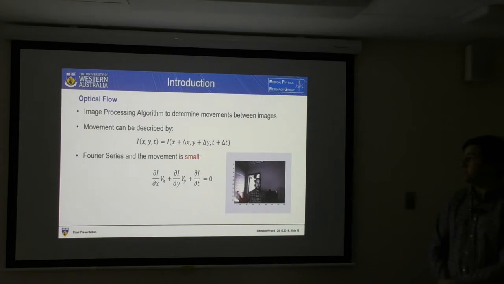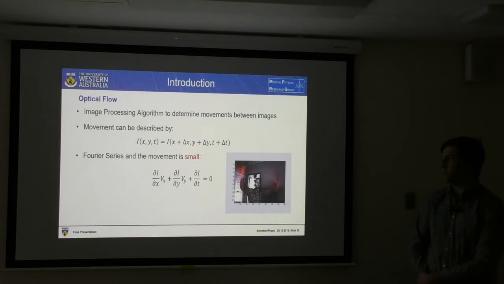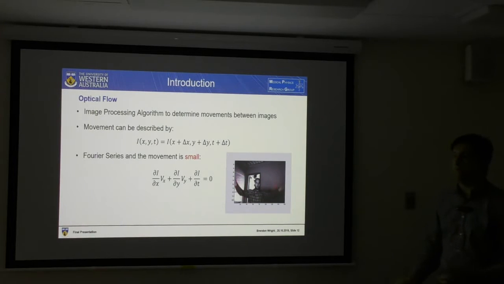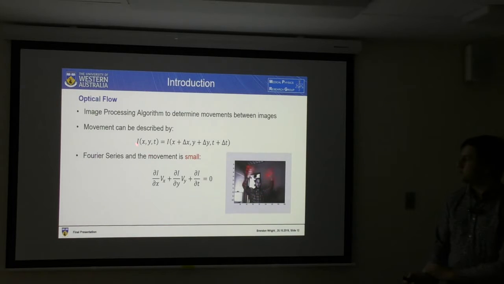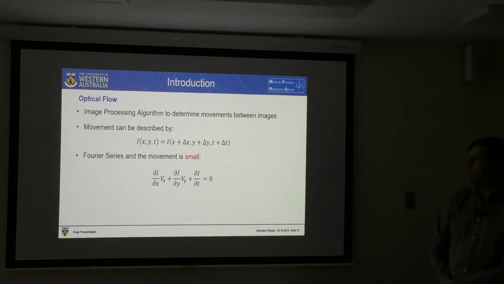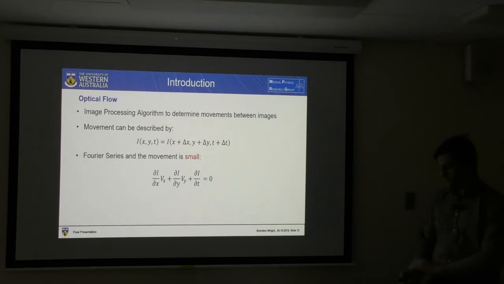Another method which is used, which is one of the focuses of this project, is optical flow. Optical flow is an image processing algorithm which is used to analyze the movement in an image between concurrent images. So the movement is described by the equation as can be seen here. If we assume that the movement is small and we take a Fourier series of it, this can be reduced to the equation as seen here.